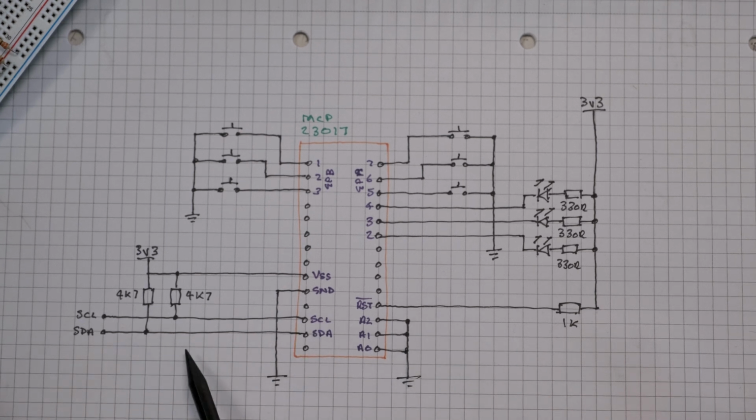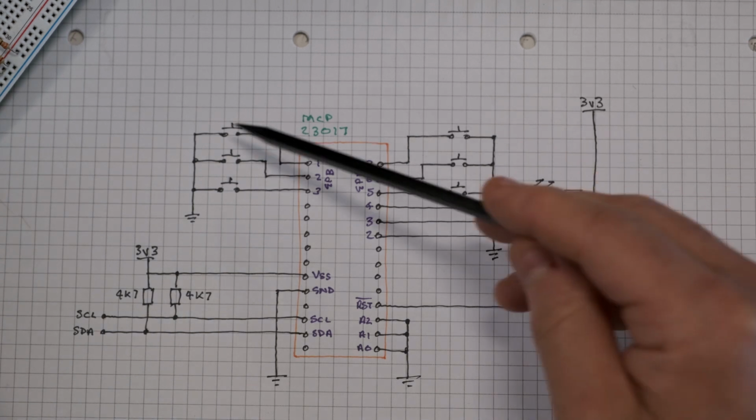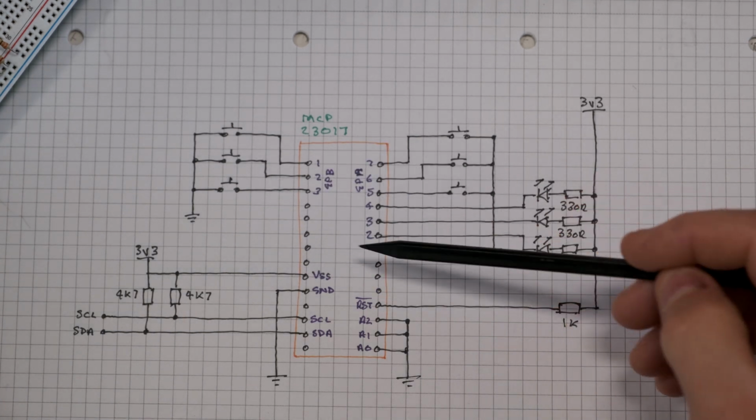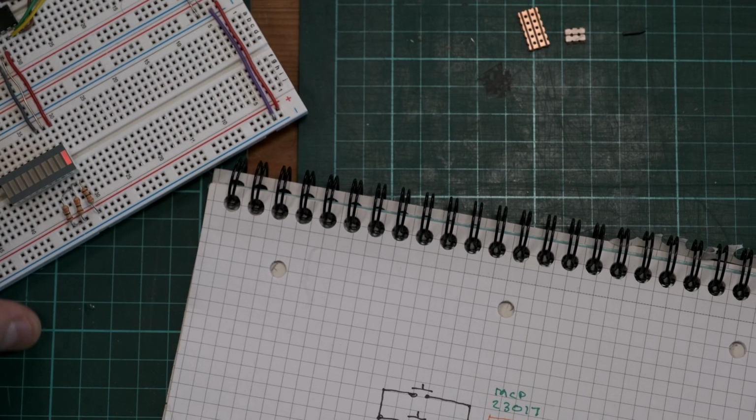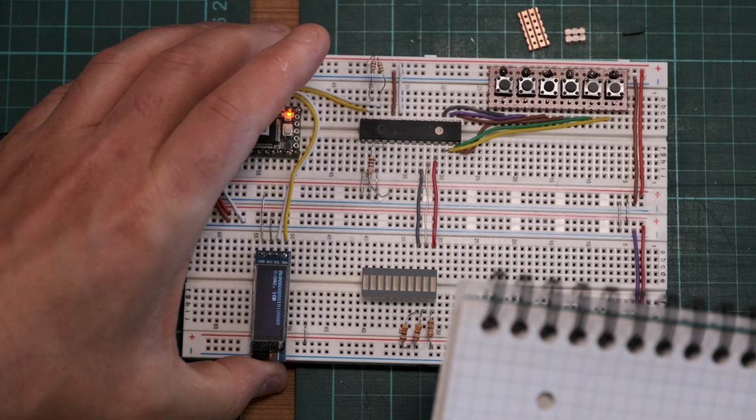Here's the I2C connection, which is pulled high with these two resistors. So I've got six buttons; I could have all 16 buttons. Obviously this is all software really, so we go back to this board.